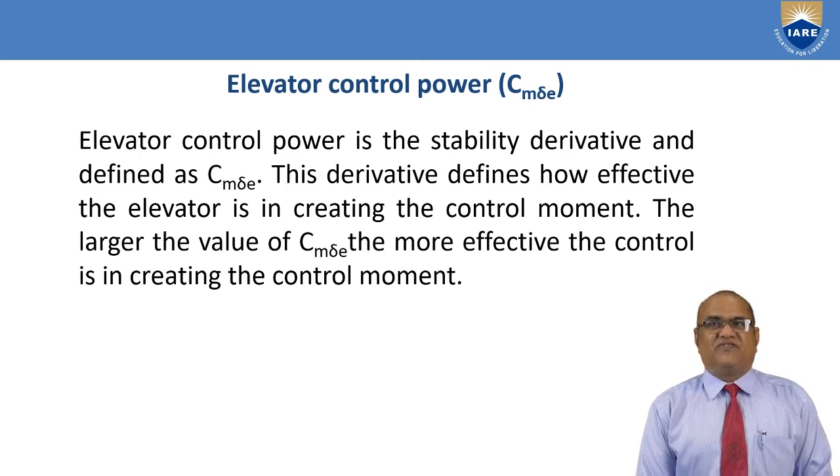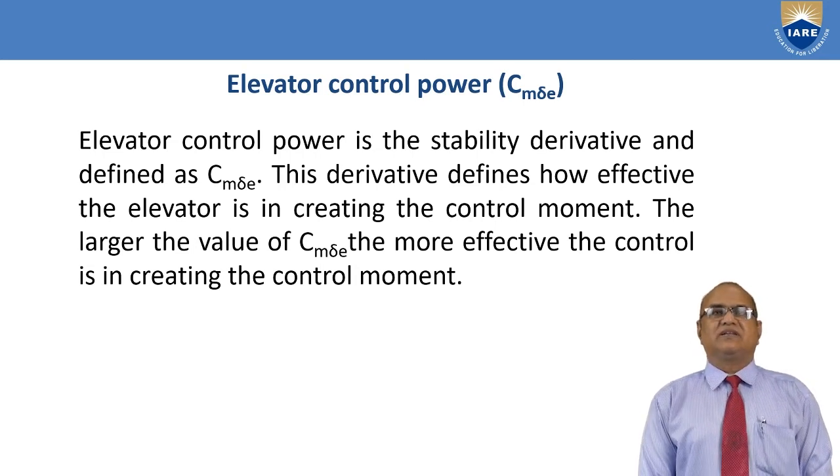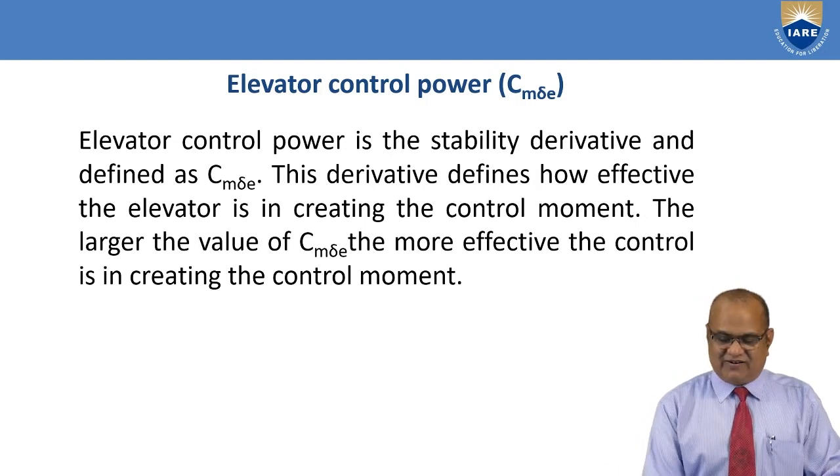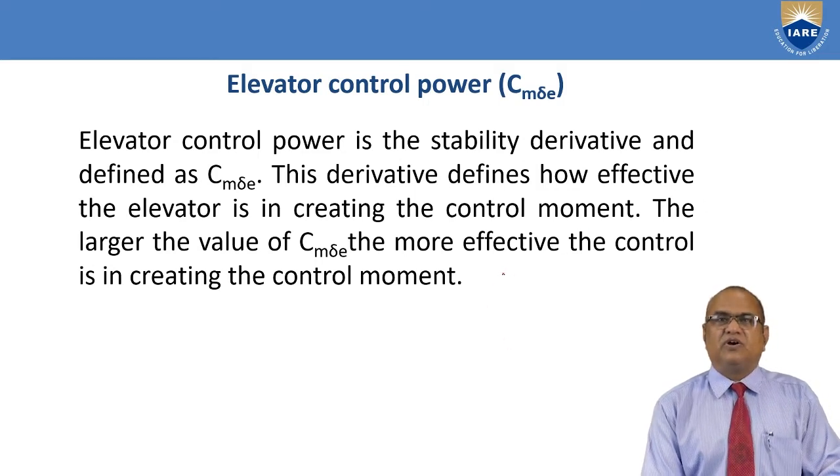This derivative defines how effective the elevator is in creating the control moment. The larger the value of Cm delta E, the more effective the control is in the control moment. Okay, so this Cm delta E, if I draw the plot, you can see here. The elevator control power is the stability derivative defined as Cm delta E. This derivative defines how effective the elevator is in creating a control moment.